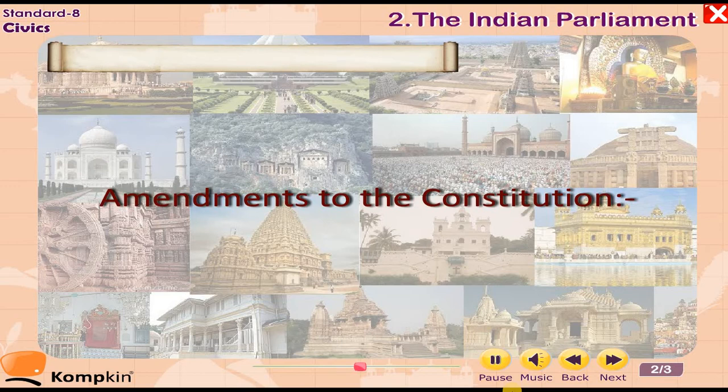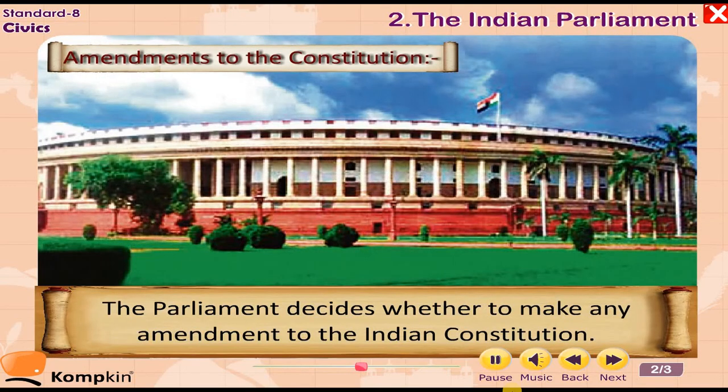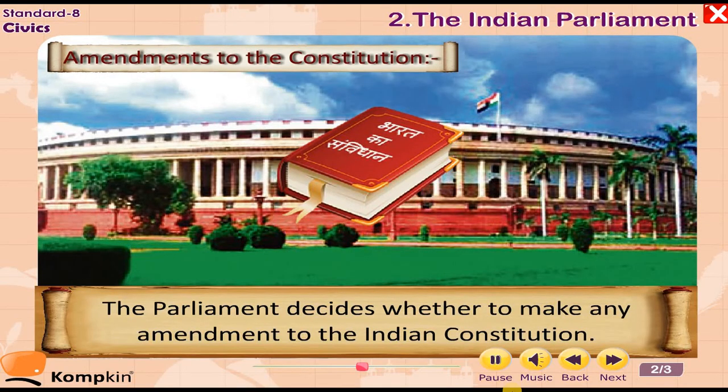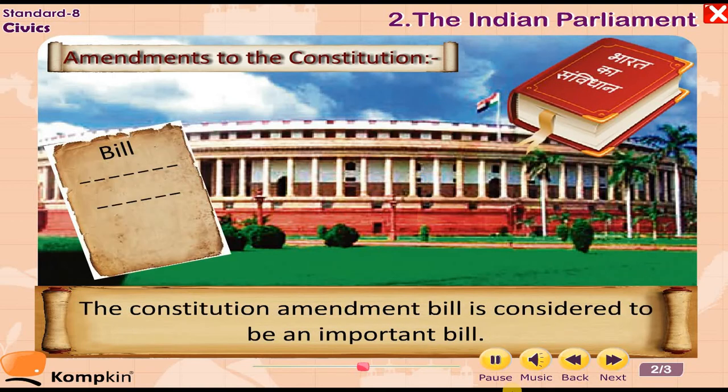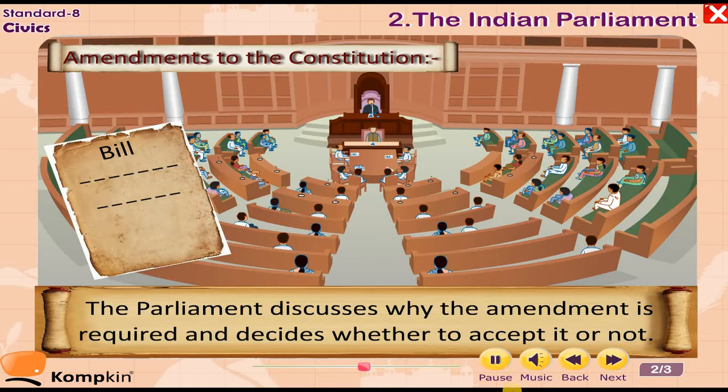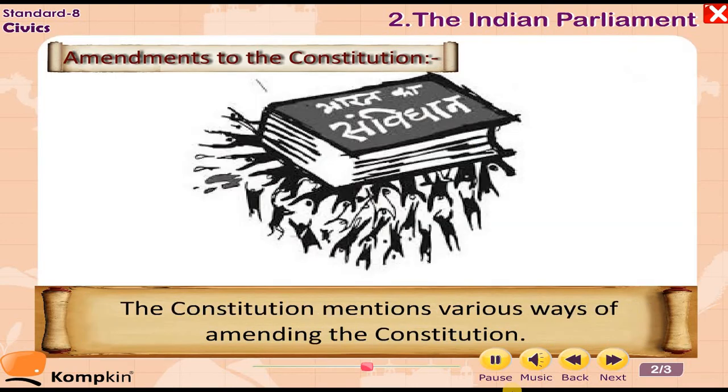Amendments to the Constitution. The Parliament decides whether to make any amendment to the Indian Constitution. The Constitution Amendment Bill is considered to be an important bill. The Parliament discusses why the amendment is required and decides whether to accept it or not. The Constitution mentions various ways of amending the Constitution.